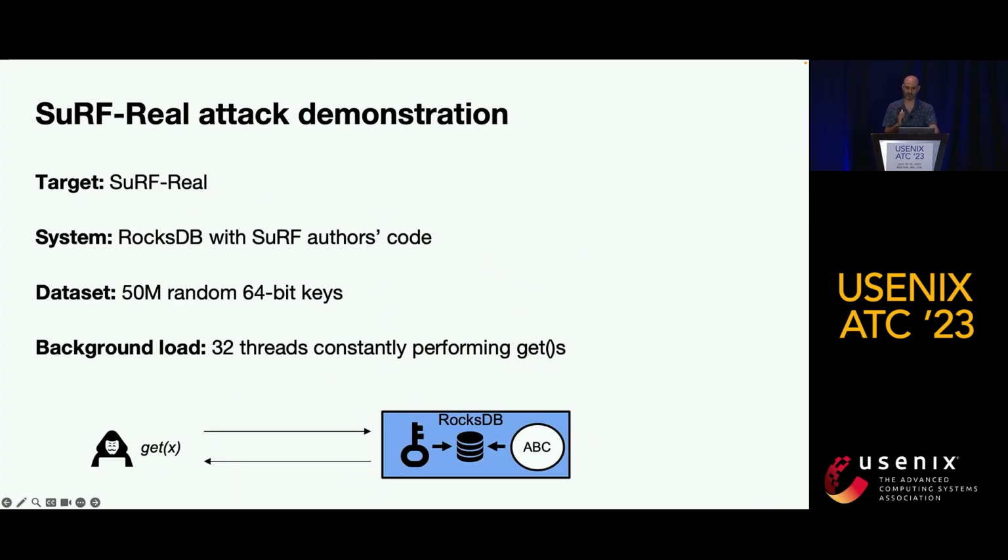Now I will present a demonstration of the SuRF prefix siphoning attack. I will demonstrate it against the SuRF Real variant. The paper also contains demonstrations against the other variants. We evaluated the attack against RocksDB, which is the most popular LSM-Tree implementation. We use the publicly available SuRF code integration into RocksDB. We populate RocksDB with a dataset of 50 million uniformly random 60-bit keys. We picked a uniformly random dataset as it represents the worst-case scenario for our attack. We run threads in the background to load the system during the attack.